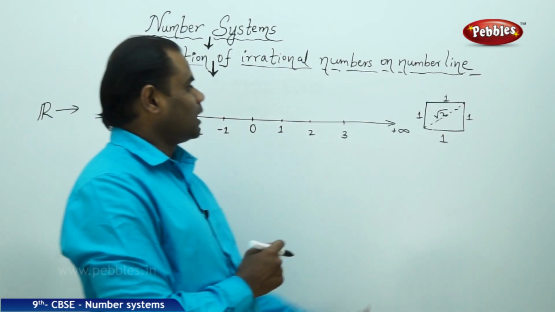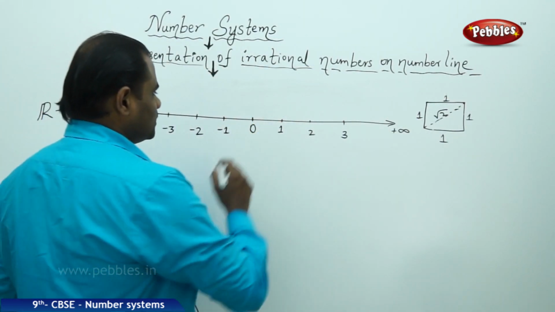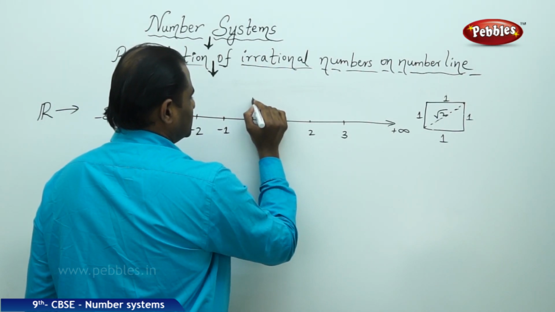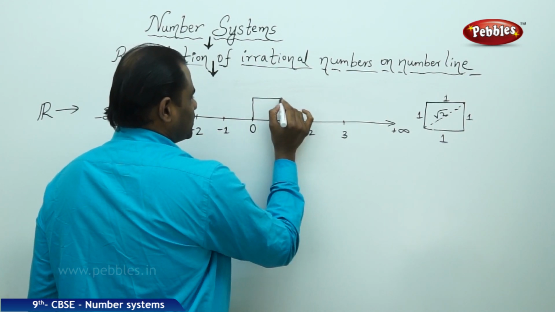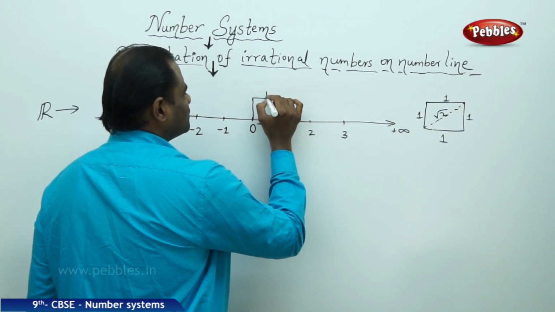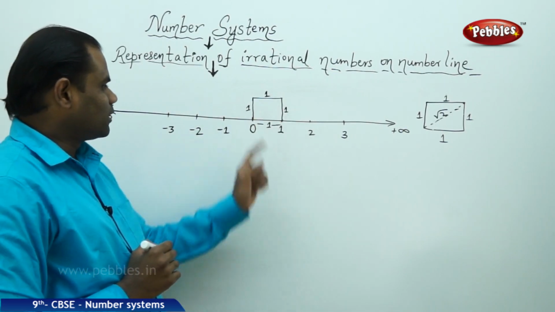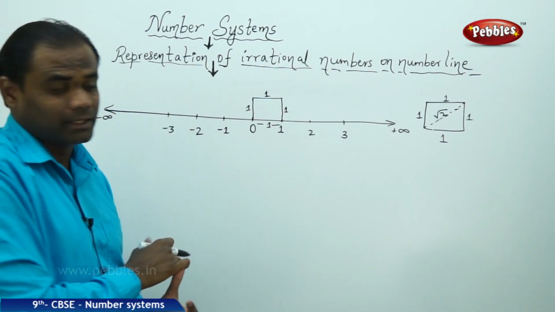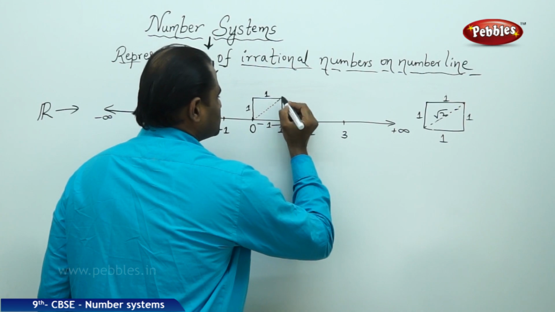So in order to do that, I need to have this diagonal placed on this number line, which is possible by constructing a square of 1 unit. So here is 1 unit. So I construct a square of 1 unit on each side in this form. Once I construct a square of 1 unit starting from 0 to 1, that is a square being built on the number line, I try to join this diagonal from one end to the other end.